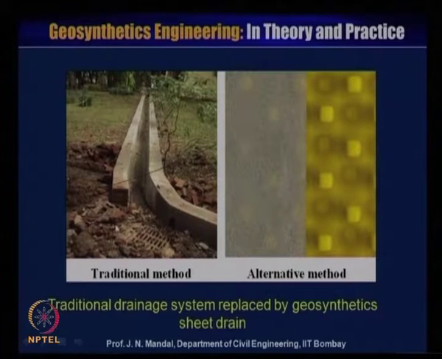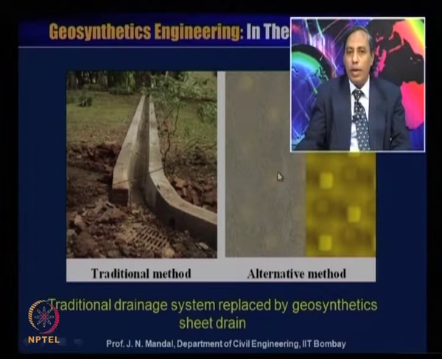Now you can see a traditional method drainage system placed here. Instead of that, I showed you this kind of material. It can be replaced by the geosynthetic seed drain, and it can be covered with soil. So you don't need to keep it open, there is no contamination, and no one can dump anything here if you use the alternative geocomposite material. So it is automatically drained out.